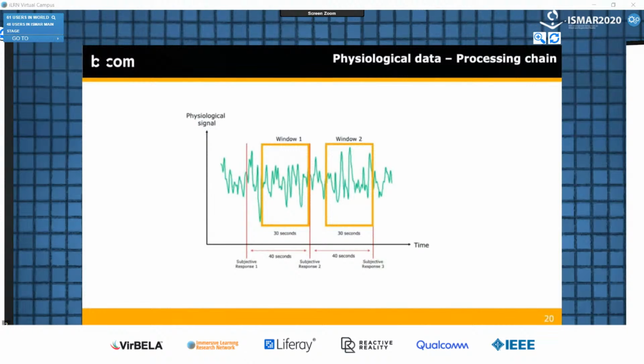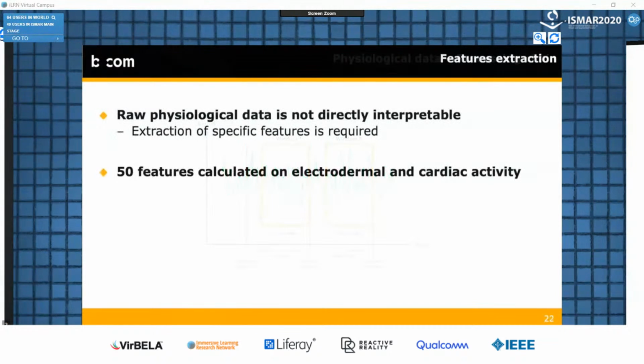To exploit the physiological data in order to detect cyber sickness, several steps are required. First, the data are windowed into fixed-size windows of data. The raw physiological data is not directly exploitable. It is necessary to transform them by extracting specific features.